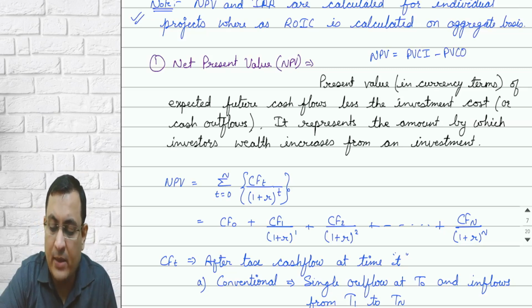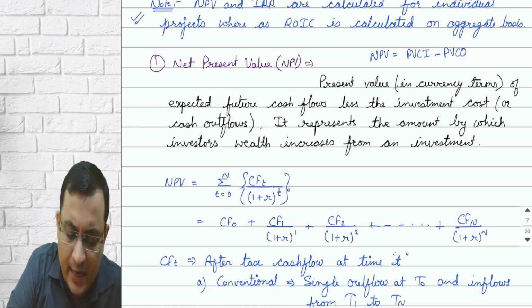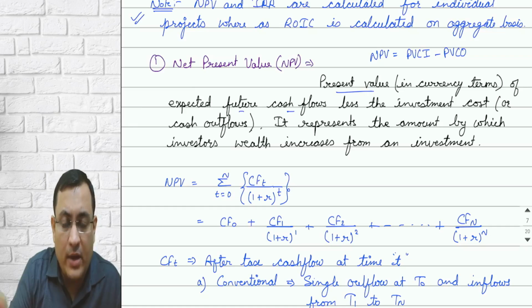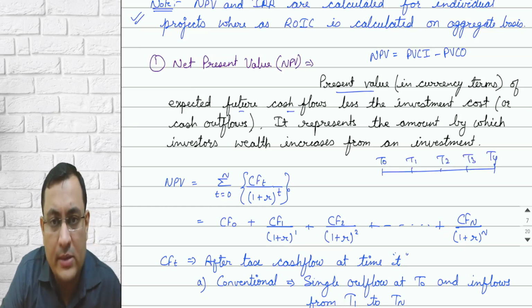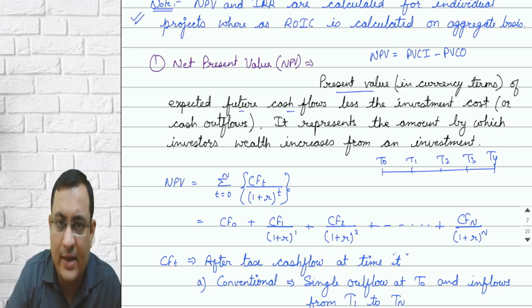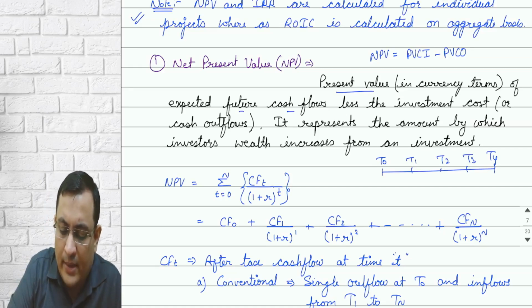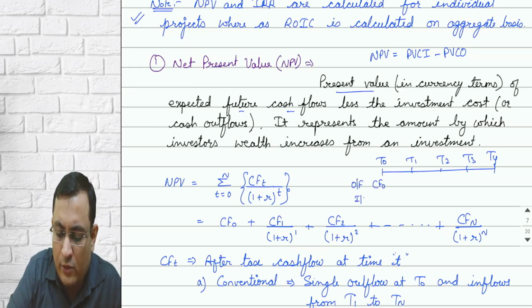So it is the present value in currency terms, of course in absolute value, rupees or dollars, of expected future cash flows. We have to bring them back to T0, because a project is running for 4 years: T1, T2, T3 and T4. So I am now using time value of money symbols, because for this technique we need time value of money. You will be incurring CF0 here, which is an outflow, and then you will be getting CF1, cash flow 1, cash flow 2, cash flow 3 and cash flow 4.